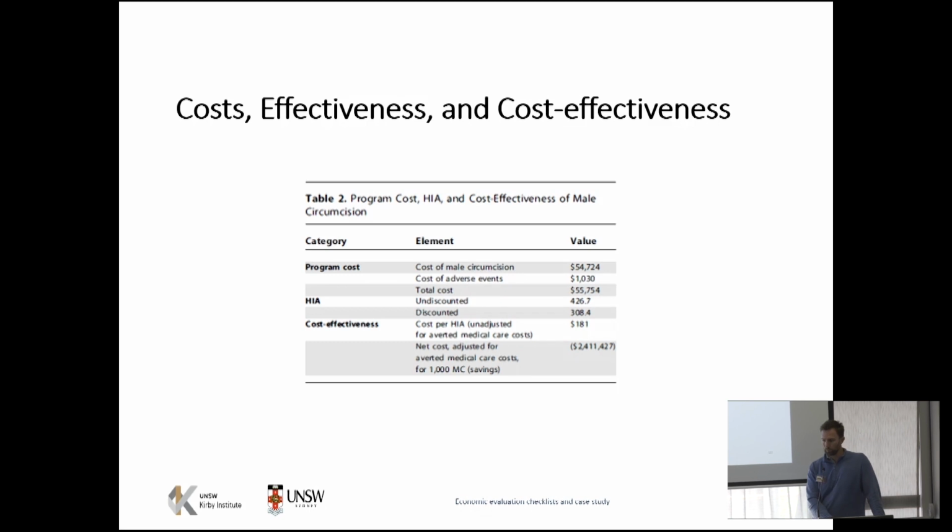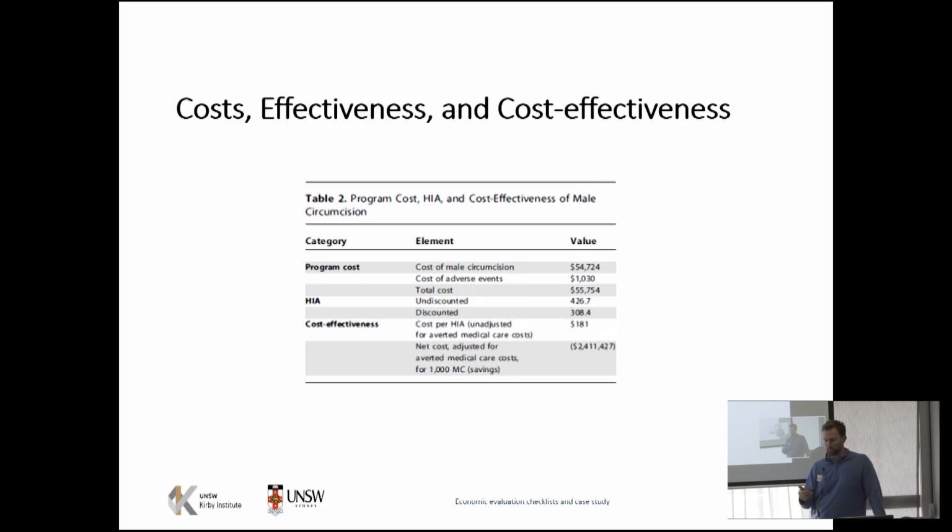All right, and then the most interesting results. This is where the ICER is presented in table 2. Firstly, you've got the cost of male circumcision. That came out at $54,000, which makes sense. They had $54 per circumcision, and they circumcised 1,000 men, so $54,000 as the cost of circumcision. They estimated that the cost of managing adverse events would be just over $1,000. Combining those two costs, you get $55,754.